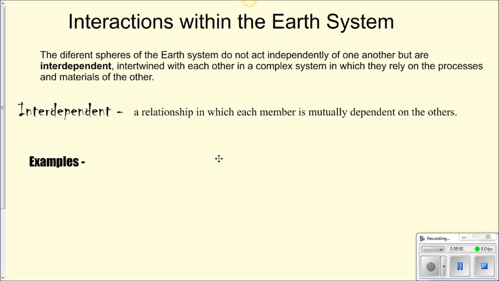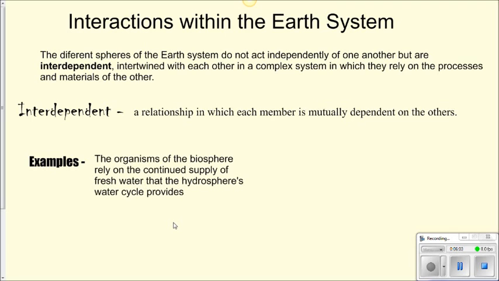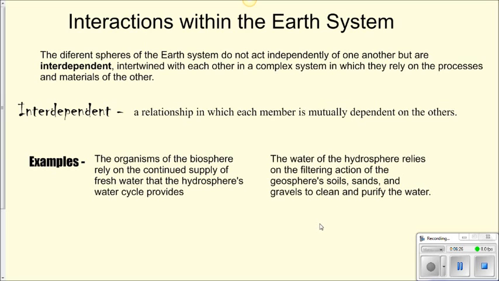Some examples of how interactions between the different systems play out in this interdependent model. The organisms in the biosphere, for example, us included, rely on the continued supply of fresh water that the hydrosphere's water cycle provides. So water moves throughout the planet and within the hydrosphere, and all of the creatures in the biosphere rely on that water and rely on it to be safe enough and clean enough to drink and to use in their life cycles.